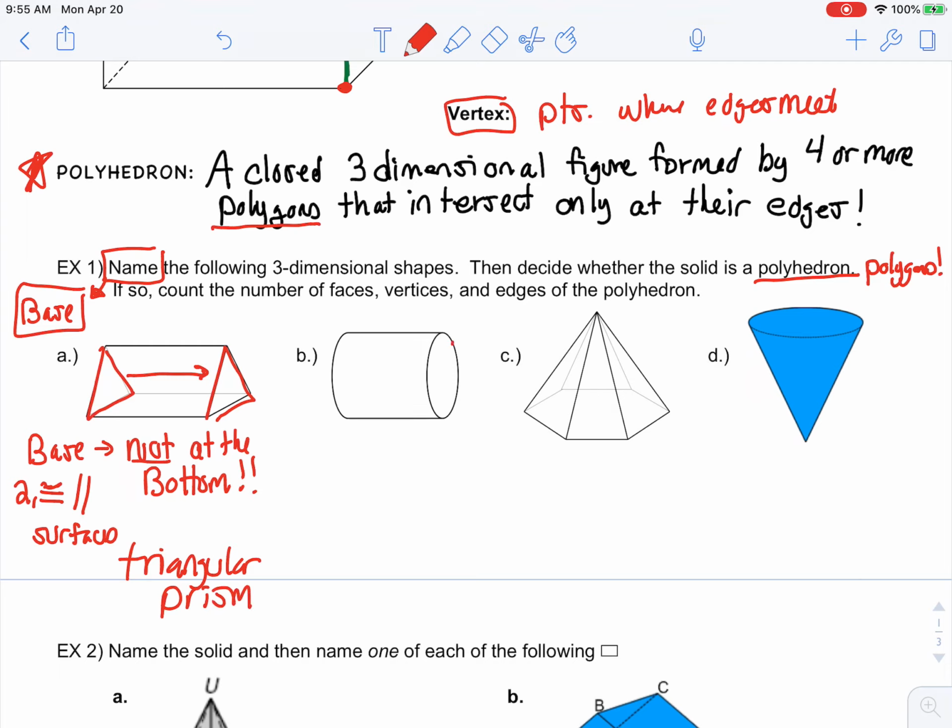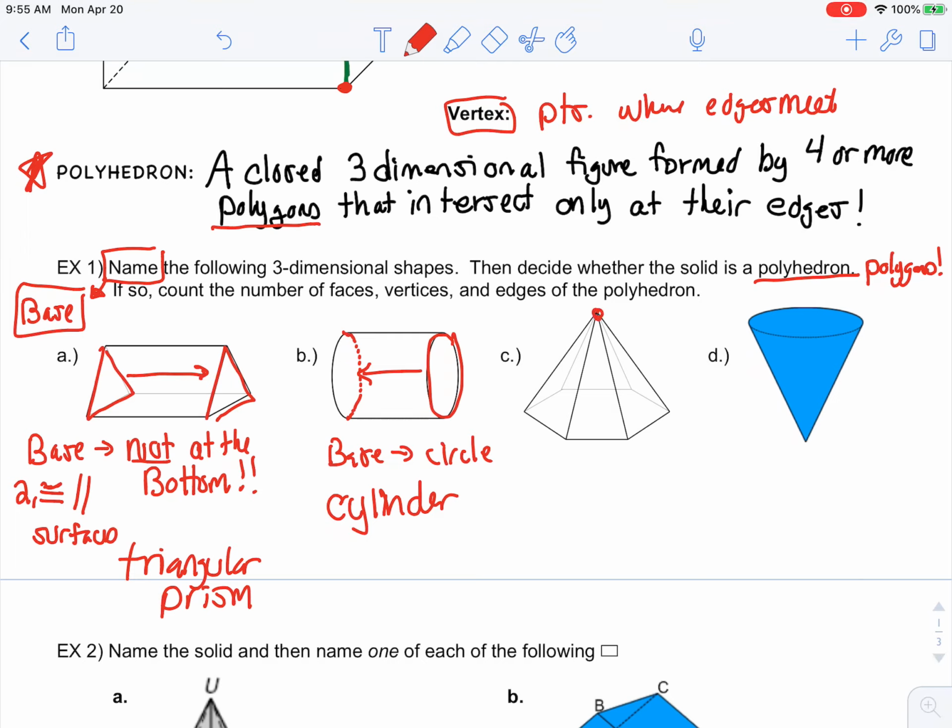Okay, if you look at the next one, we're looking for something that is going to have a matching parallel and congruent surface. And even though it's in the background and you can't really see it too well, there is going to be that circular surface. Anytime the base is a circle, this is what we're going to call the cylinder.